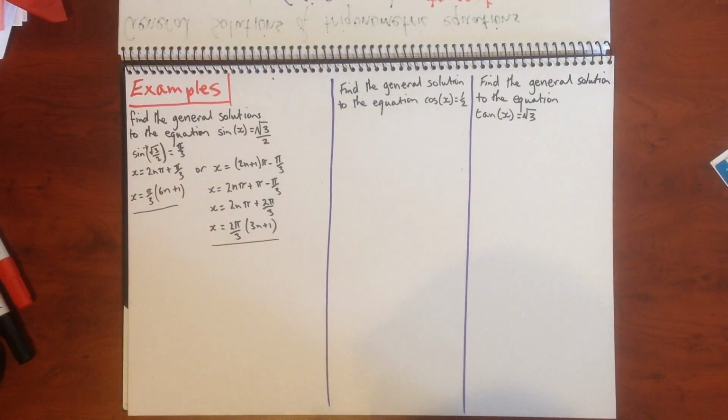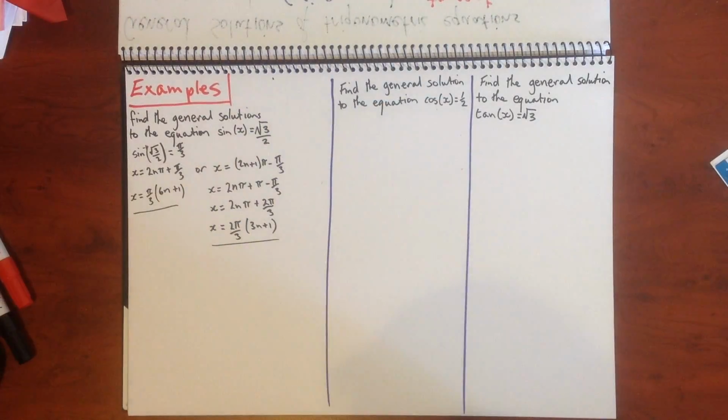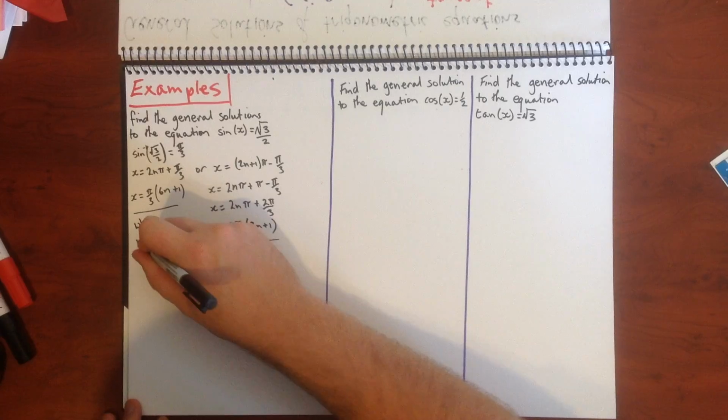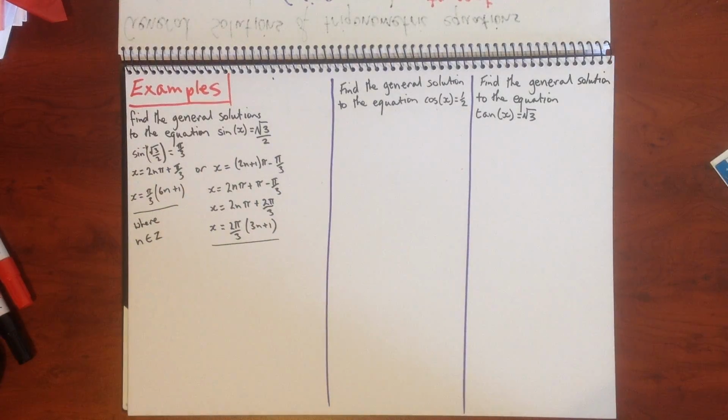They're all our general solutions, so they define all the possible solutions for this equation, because we can just use values for n. I should actually stipulate, I forgot about that, where n is an element of Z. Now Z is just our set of integers, so it's all our whole numbers that we're talking about there.